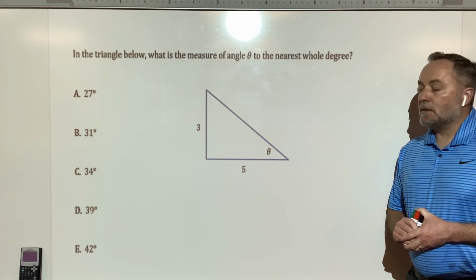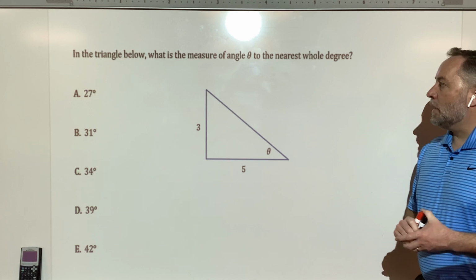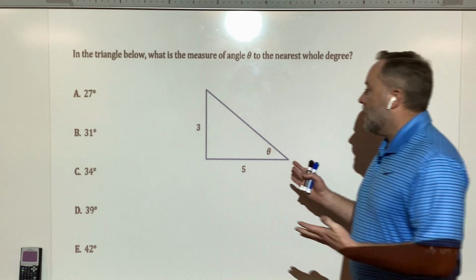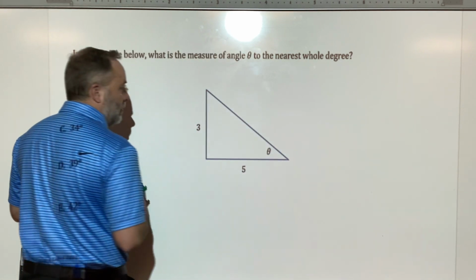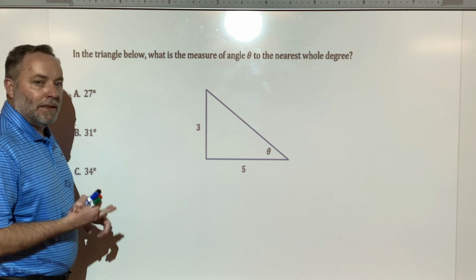This question is asking us to solve for a missing angle. It says, in the triangle below, what is the measure of angle theta to the nearest whole degree? Whenever you have a question like this, you always want to determine what is it that you want to know and what is it that you have.